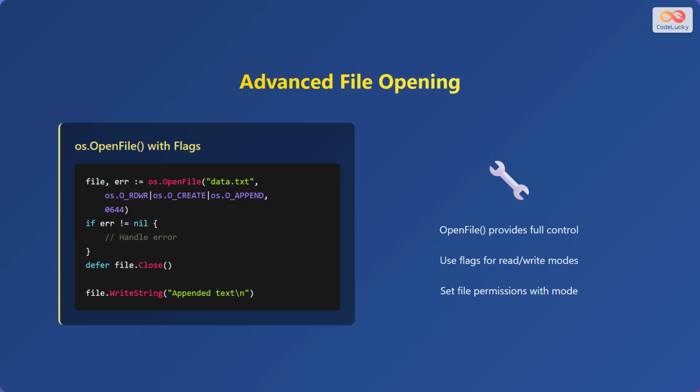For more control over file operations, you can use the os.OpenFile function. This function allows you to specify flags for read-write modes and set file permissions. Here's an example. Use the os.OpenFile function, passing the file name, flags, and file mode. The os.O_RDWR flag opens the file for reading and writing. The os.O_CREATE flag creates the file if it doesn't exist. The os.O_APPEND flag appends to the file when writing. The file mode 0644 sets the file permissions. After opening the file, you can write to it using the WriteString method.